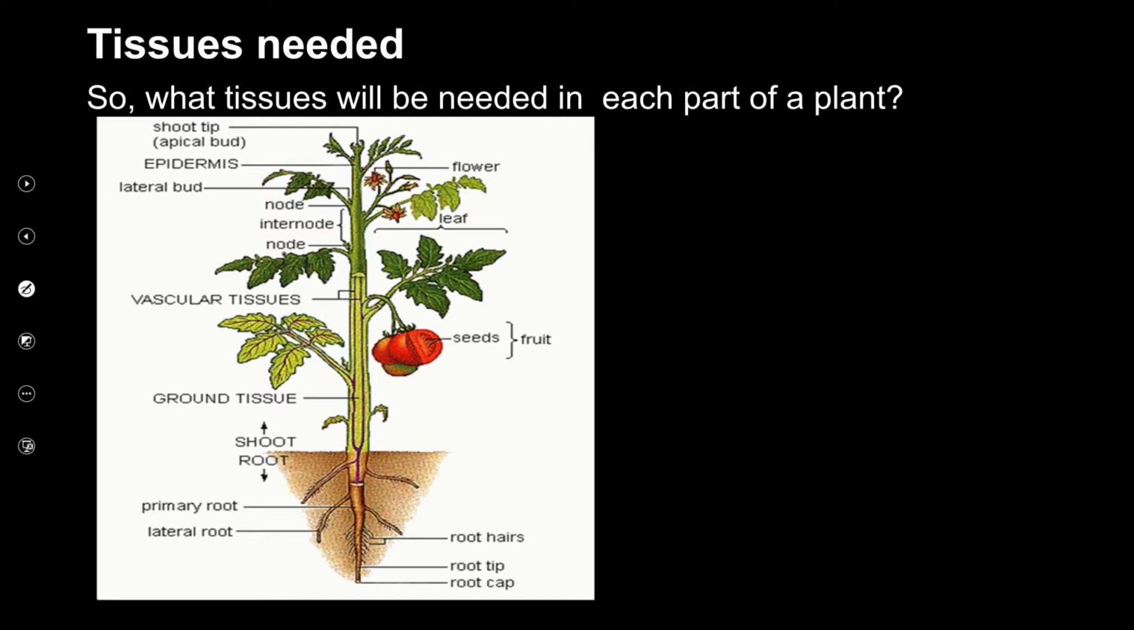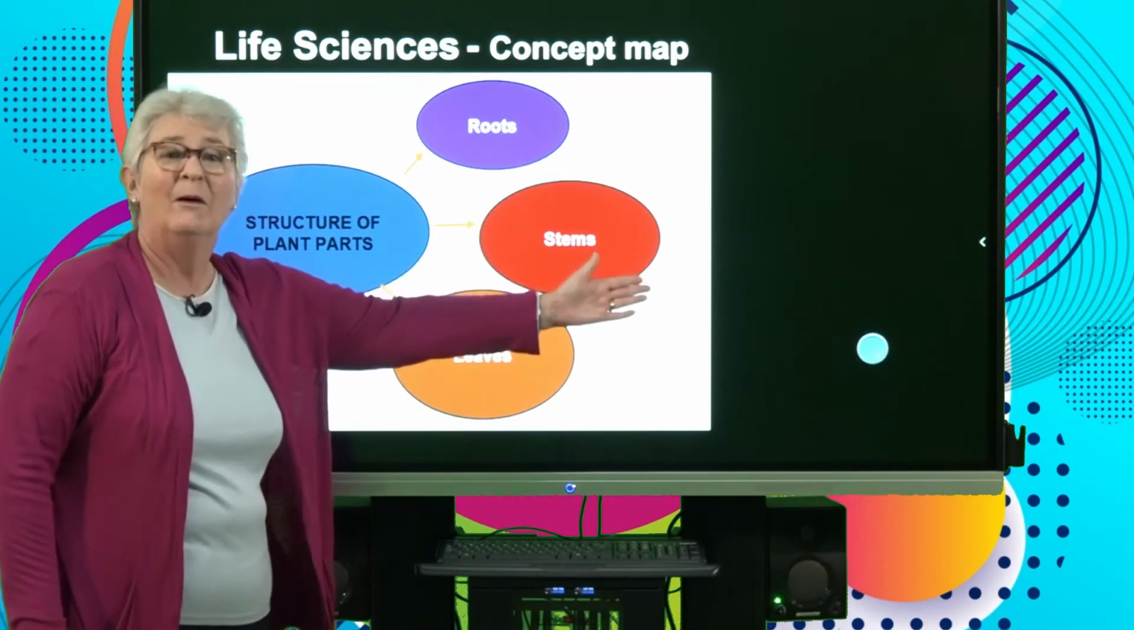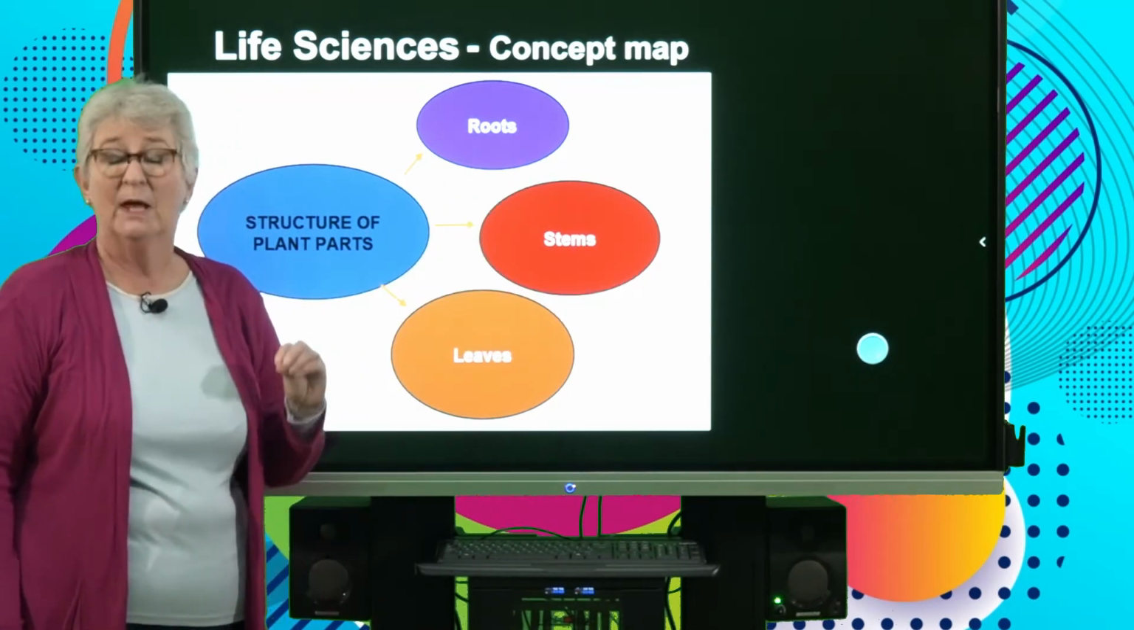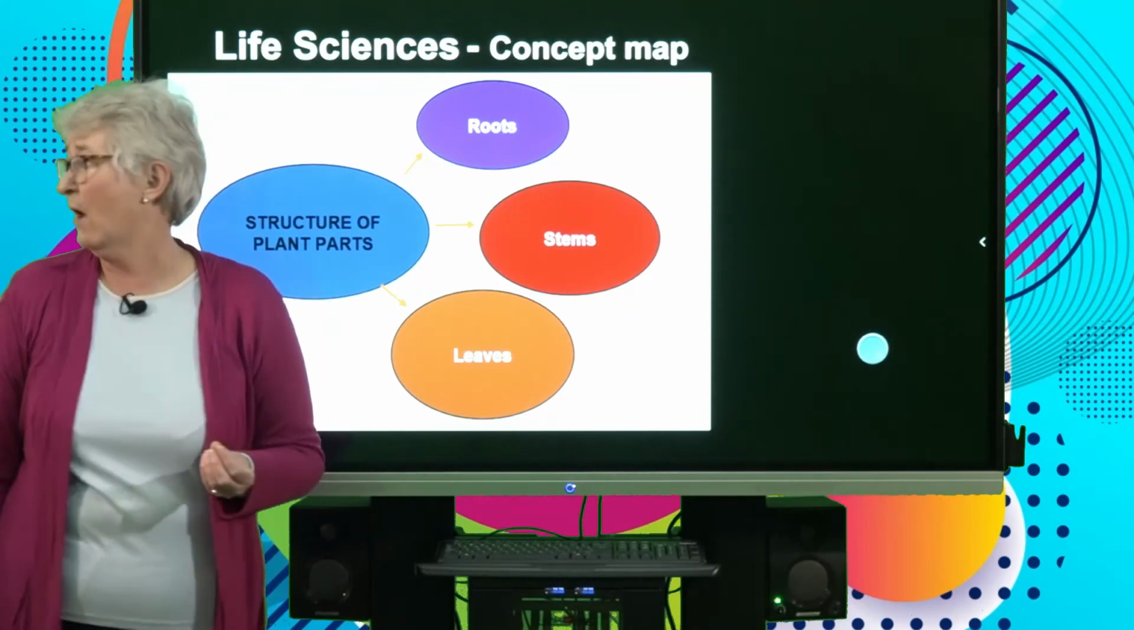A stem. If its function is support, what types of cell is it going to need? Parenchyma or sclerenchyma. If its function is transport, what is it going to need? Xylem and phloem. So what we're going to be looking at is what do we find in a stem. Not only what types of cells do we find, but where they are. In other words, how they are arranged.